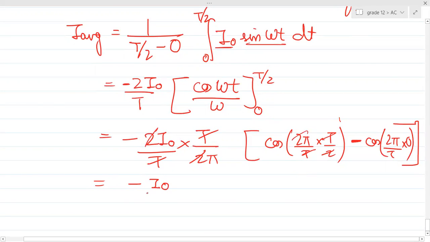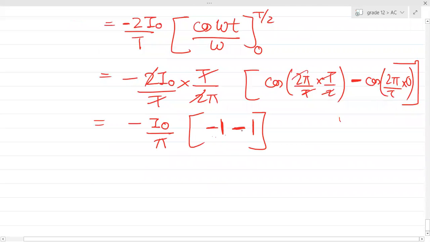So what is cos of 180, guys? Minus 1. What is cos 0? 1. So minus 1 minus 1, this will be equal to minus 2. This minus minus will cancel with this, and the final answer will be 2 upon pi into I naught.